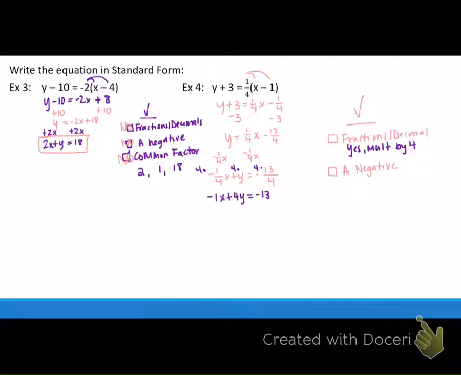So A is negative. What can you do? Divide by everything. So we divide every piece by -1, and we get x minus 4y equals 13. How about any common factors? No.